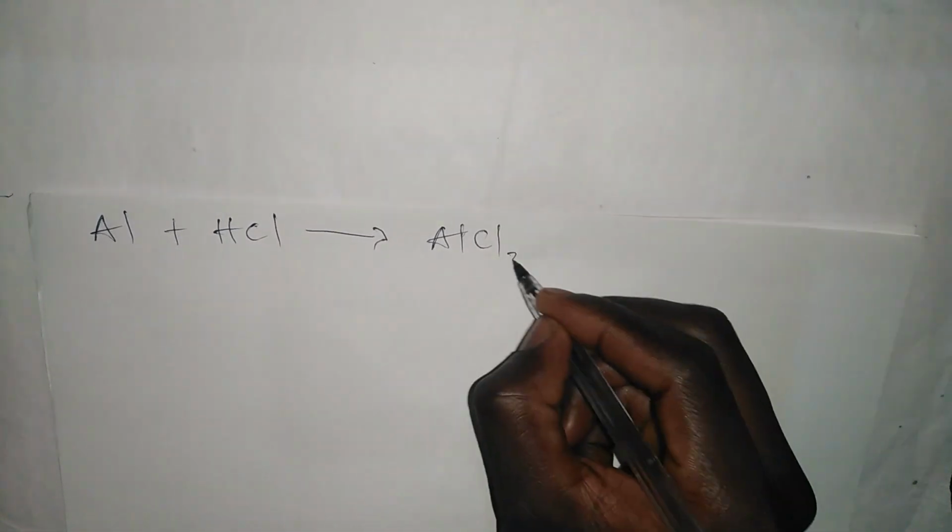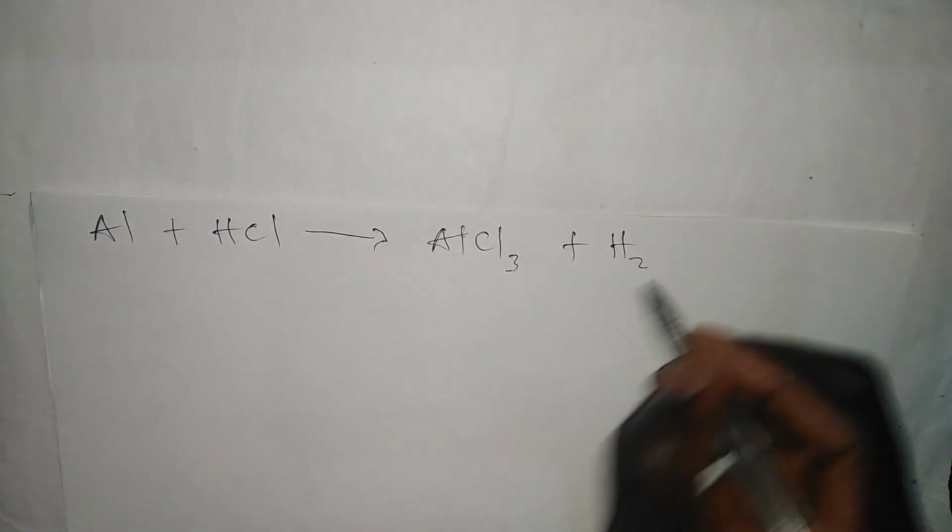Let's take another question. Let's say we have aluminium plus HCl. Then we have aluminium chloride plus hydrogen. Now if you are wondering how I'm able to write this chemical equation, I've treated a video that talks extensively about writing of chemical equations. So you can just go to my channel and check that out.